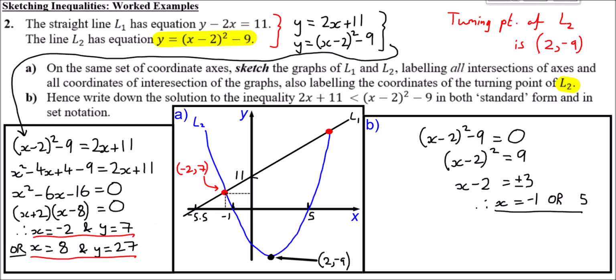So in the same way, just labeling this in, that's 8, and the y coordinate, that is 27. So let's just label that on as well. So that's (8, 27), hence this coordinate is (8, 27).